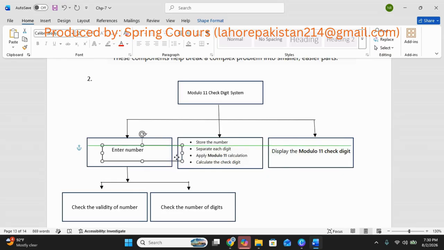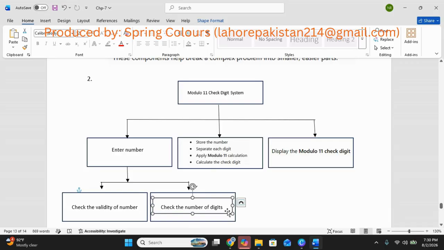And because the question carries 6 marks, the input can be further divided into two more checks. In the first phase, when the number is entered, the validity of the number can be checked, that is, whether it's a number or a letter. If it is a letter, no modulo check can be applied to it. Then the number of digits can be checked when the user enters the number. So it makes a total of 5 stages of this process.